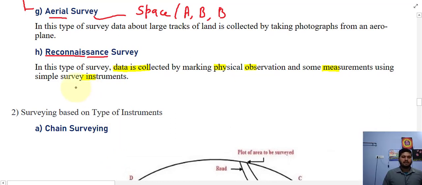The next survey is reconnaissance survey. It is also known as recce survey, in which we observe data physically and sometimes we measure with the help of chains and tapes, but those are not up to a high extent, only for simple measurement.